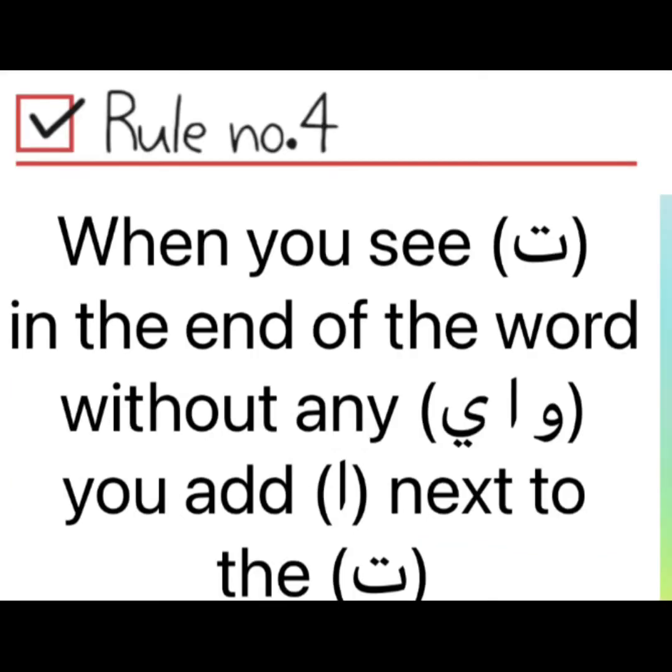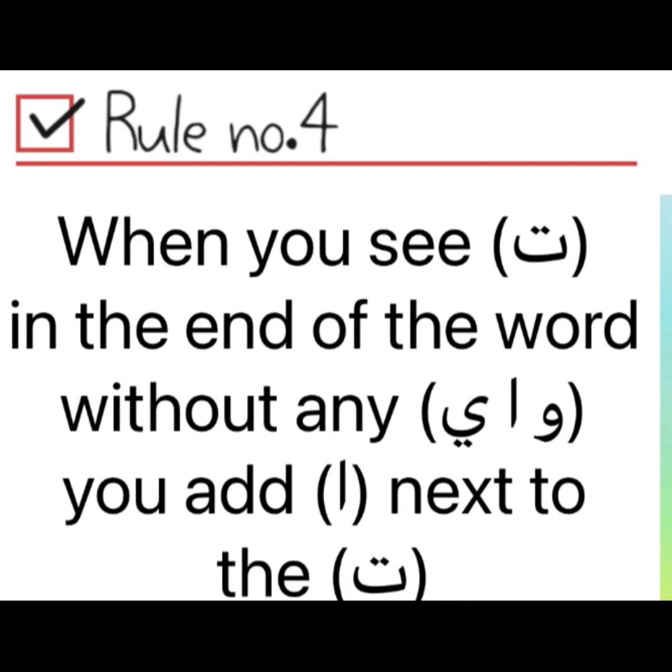Now, rule number 4. When you see ta مفتوحة in the end of the word without any waw, alif, ya, these are known as أحرف العلة, which are responsible in singular and plural. So you must learn it's waw, alif, ya. Literally in Arabic, you read them as the word y. You add alif next to the ta مفتوحة, which makes it a plural.